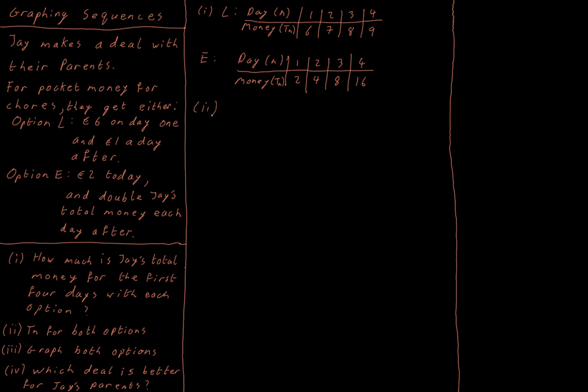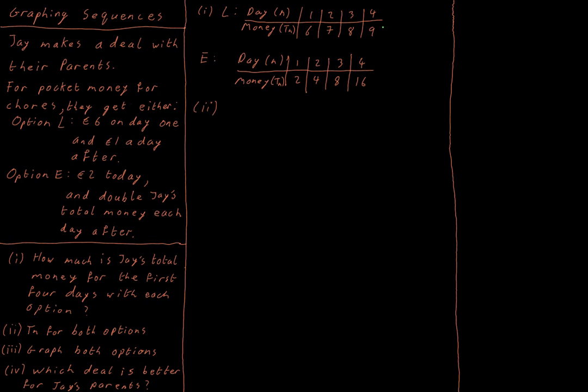Part two. TN for both options. I've written this in brief because I wanted to keep everything fairly together. This could be phrased as an exam type question: find an expression or find a formula for the total amount of money for any given day. So if I'm asked how much money in total Jay would have with option L after 100 days or after 2 months, I want to create a formula that's going to tell me how much money they've got at that point. Or likewise for option E.